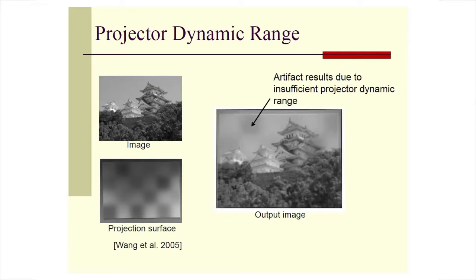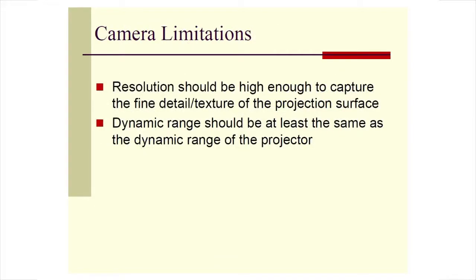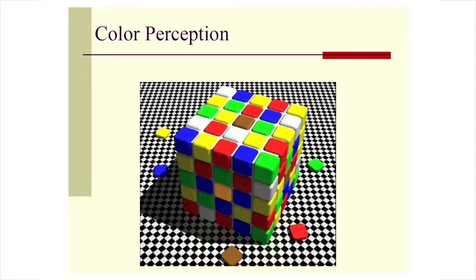Another thing is dynamic range, okay? Now this is one example with insufficient dynamic range. You project this image on this, then in the output, you're gonna see a little bit of the background, okay? That's not good enough. So the dynamic range of the projector has to be high enough. Similarly, for the camera, the resolution has to be high enough, and the dynamic range has to be high enough as well, okay? This may increase the cost a little bit, but it's worth it.